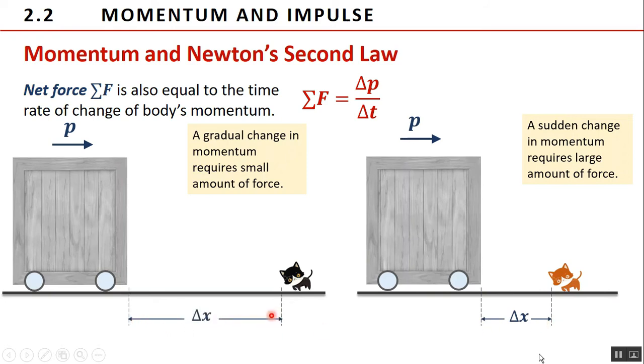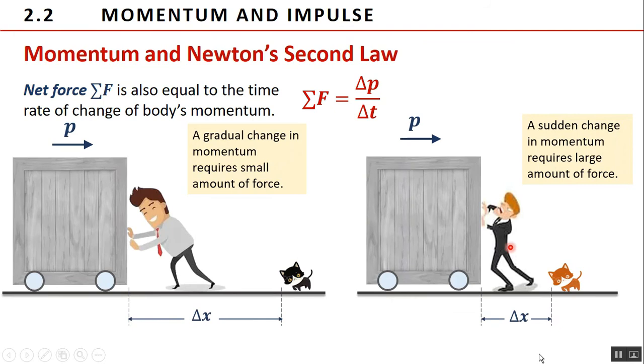Now, imagine there are two men, brave enough to stop the crates in order to save the cats from being crushed. Who do you think exerted a larger amount of force? Obviously, this man should exert a larger amount of force than the other man, who exerted only a small amount of force. Since the orange cat is closer to the crate, there is only a very limited time for this man to stop the crate before hitting the cat. In other words, this man needs to change the momentum of the crate as fast as he can, and to do that, he needs to exert a large amount of force.